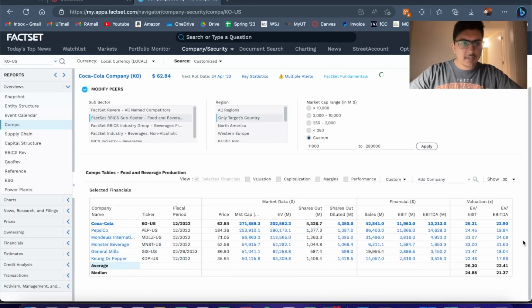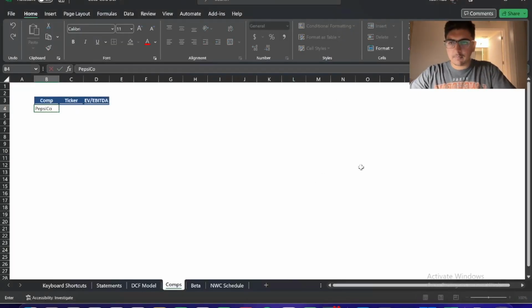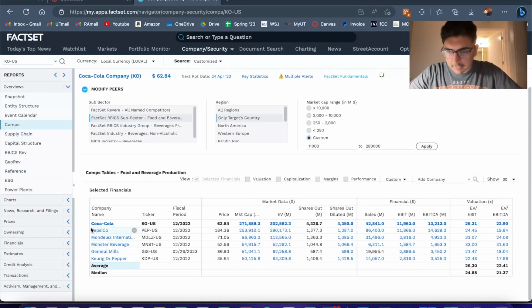And what we're going to do is it also gives us valuation multiples. It gives us EV to EBITDA multiples for all of these 5 companies. We can take an average of those, or we can take a median of those. So let's get them. PepsiCo is the first one. Actually, let's see if I can just copy these.